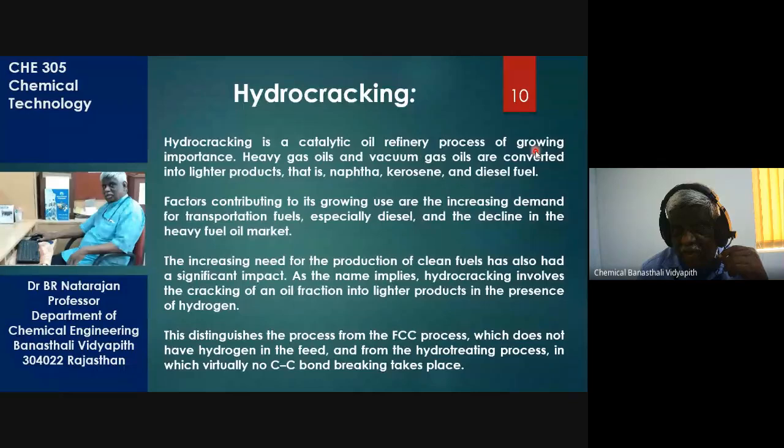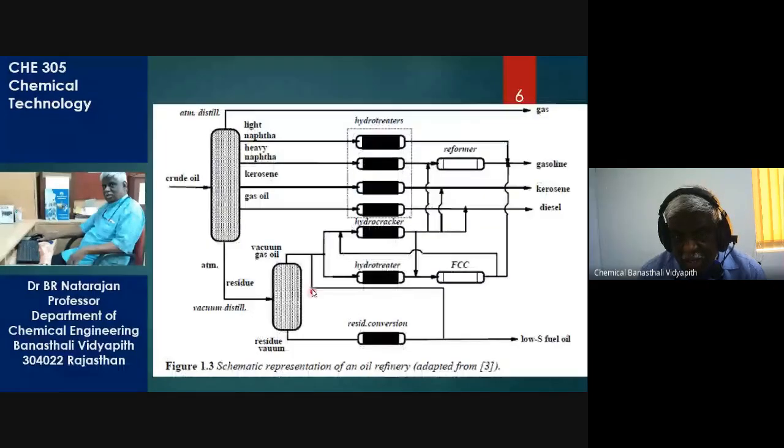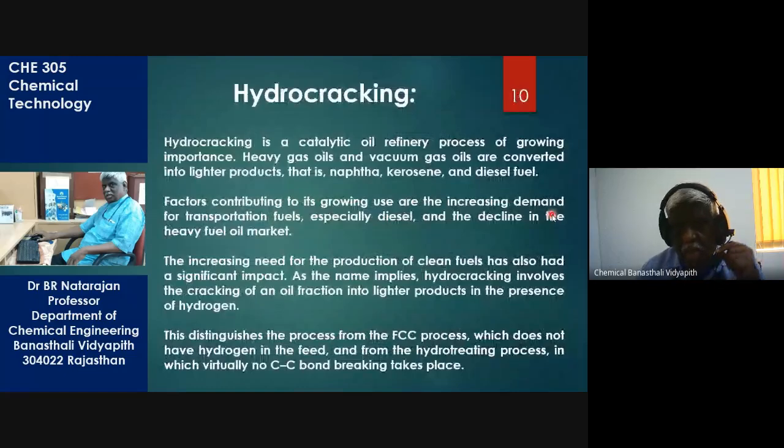Hydrocracking is a catalytic oil refinery process of growing importance. Most modern refineries are hydrocrackers because hydrocracking is capable of tackling the leftovers of the vacuum distillation and making useful product. By hydrocracking, I am bringing it into the diesel portfolio. Otherwise it would have been a useless fuel oil for me, but hydrocracking has ensured that the output from the hydrocracker gives me some more gasoline, kerosene, and diesel. That's a big deal. Hydrocracking improves the yield of kerosene, diesel, and gasoline, and the increasing need for production of clean fuels has also had a significant impact.